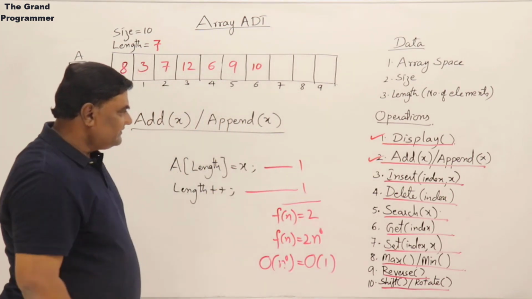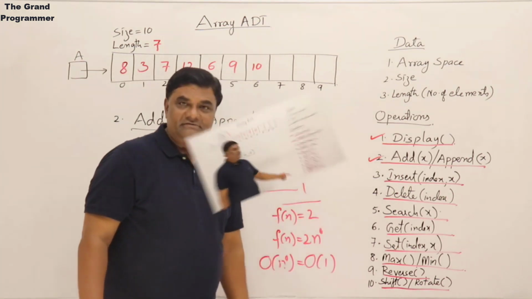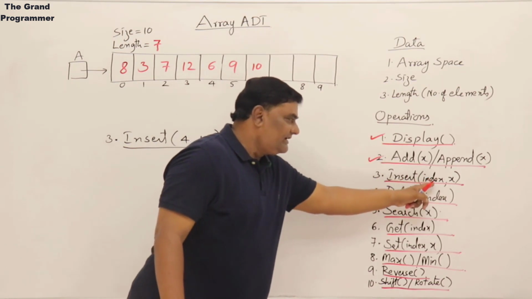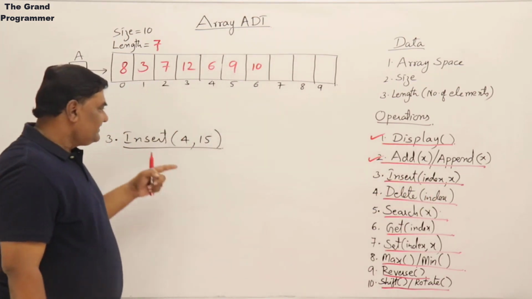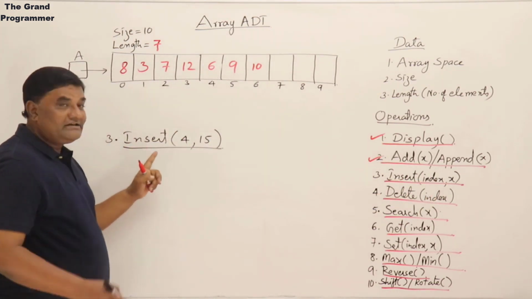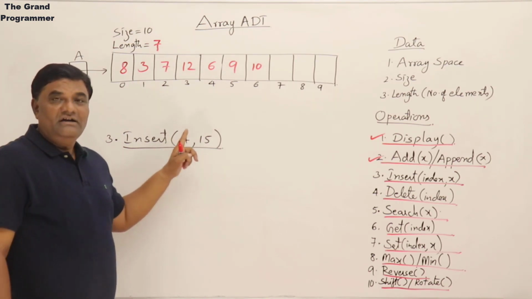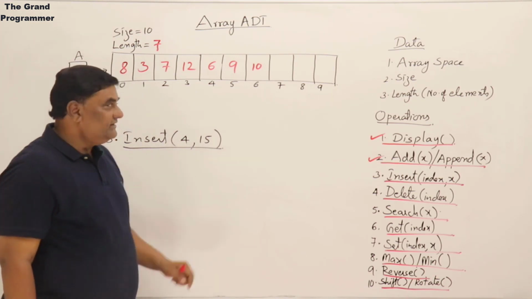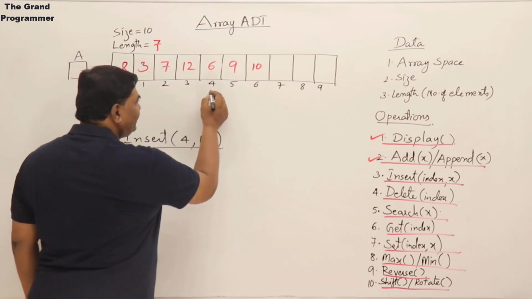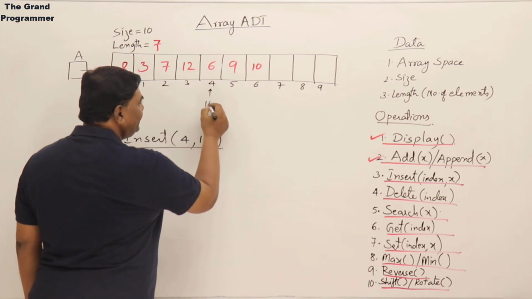Now let us see insert. Next operation, insert. Insert operation takes an index and the element. This means inserting an element at a given index. As an example, I have taken index as 4 and the element that I want to insert is 15. So it means I want to insert a new element, that is 15, at this place.